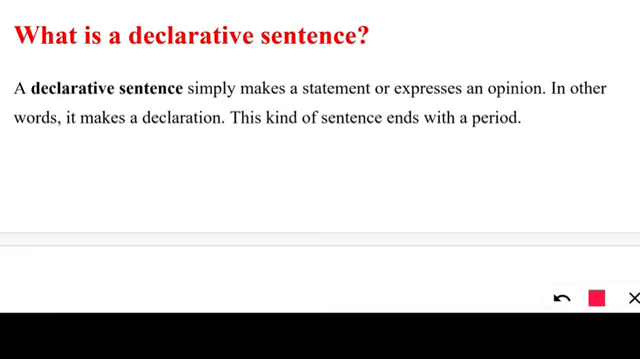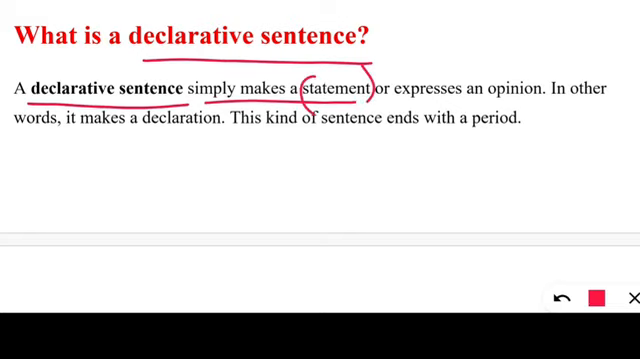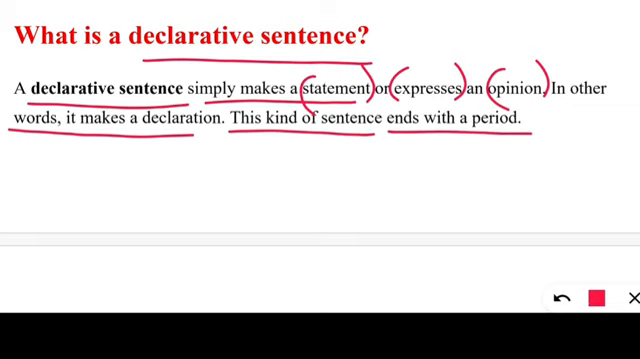Now, the first sentence is the declarative sentence. What is a declarative sentence? Let's see. A declarative sentence simply makes a statement or expresses an opinion. In other words, it makes a declaration. This kind of sentence ends with a period. Period, I told you, it is a full stop. Alright.